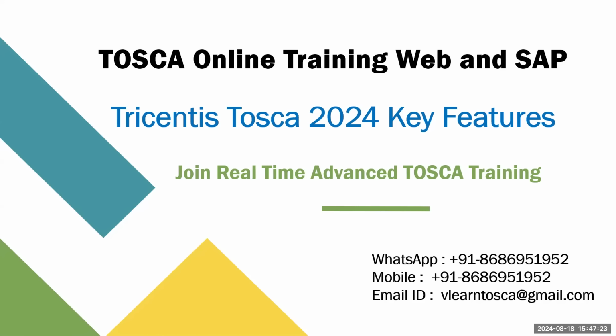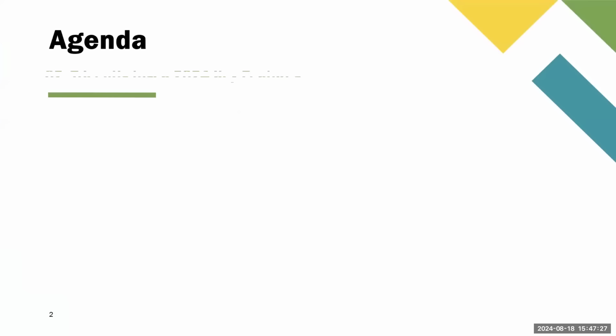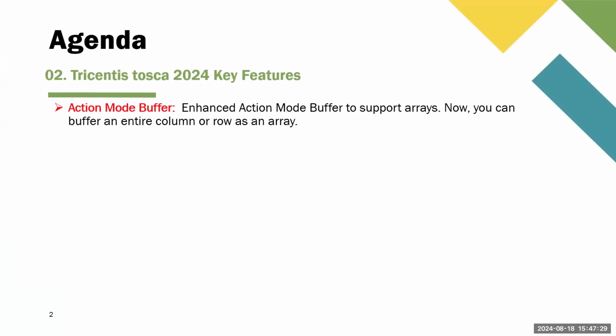So let me start with the key features of 2024. The first one, Tricentis TOSCA 2024 key features: action mode enhancement. There is a new enhancement to the action mode buffer. Now it supports arrays. The enhanced action mode buffer supports arrays, so now you can buffer an entire column or row as an array.